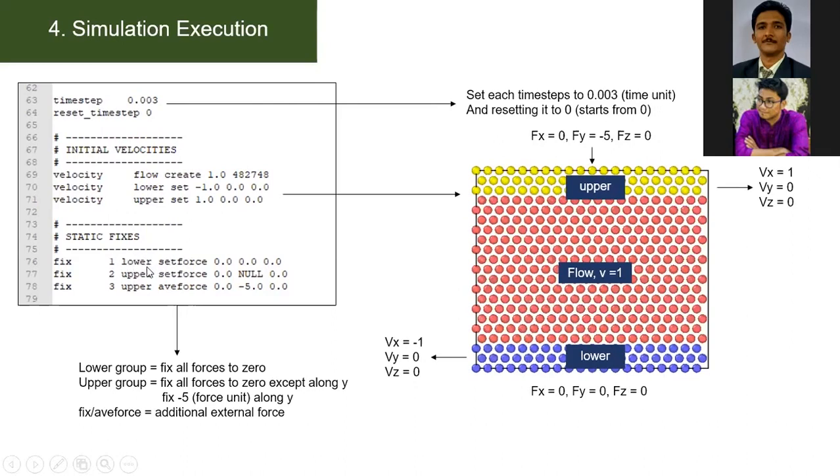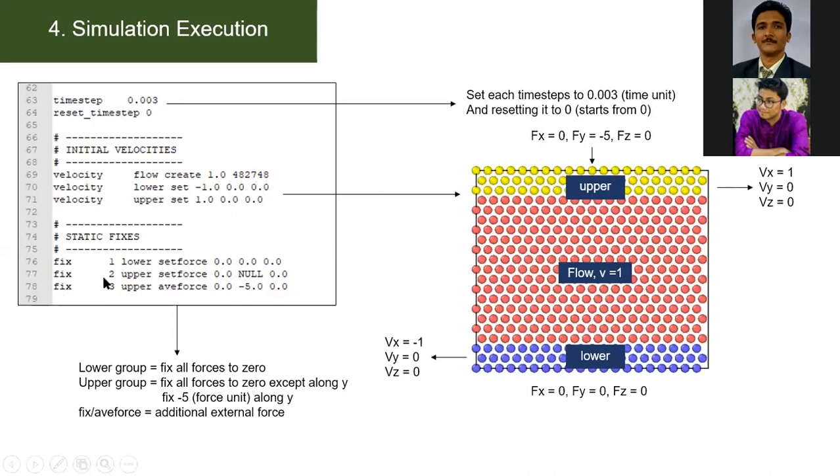Then set for 0, 0, 0. So fx, fy, fz is 0. And then we are saying that the upper group is also rigid, but in the y direction it has a null value. That means if you provide some value, then it will take a value, but specifically it has a null value, so it will not move along x or z, but it can move along y.